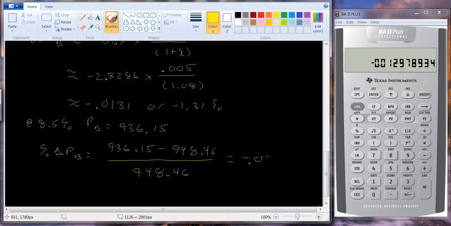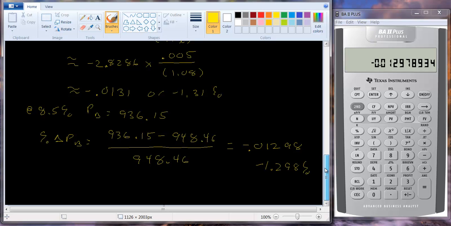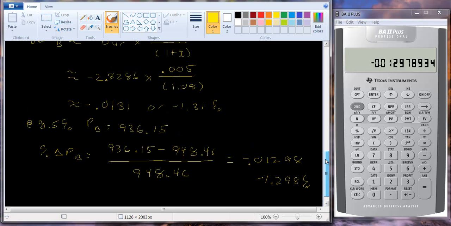Minus 0.01298. So it went down by about 1.298%. And our approximation was minus 1.31%. So you can see we got a pretty good approximation there. Now if you pick interest rates that are too far apart, you won't get a very good approximation. If you pick interest rates that are 3% apart, it won't work very well because of the curvature of that relationship. But this is something that finance professionals actually use.